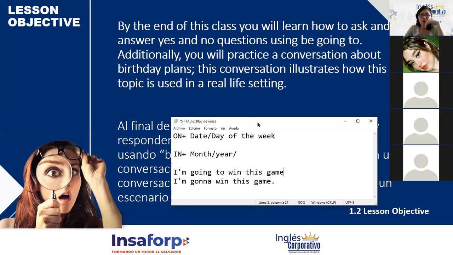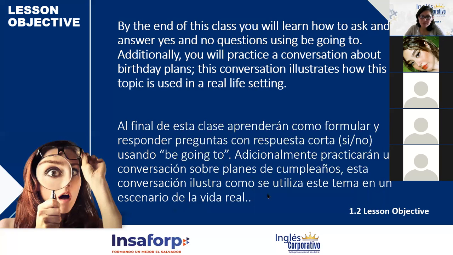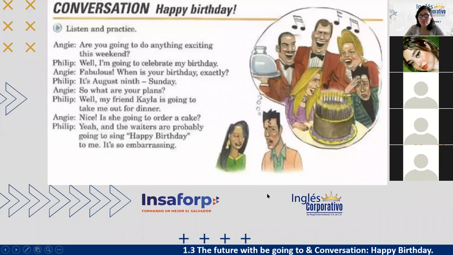Ok, les decía, como la estructura se llama be going to, lo que vamos a estar conjugando es el verbo to be, right? In this case, am, is, and are. I'm sorry, am, is, and are are the three different ways that we can use the verb be with the different subject pronouns. Now, the conversation is this one. Ayer ustedes la practicaron, some of you. And from here, we were going to take the examples. Aquí tomamos los ejemplos y los voy a digitar acá.